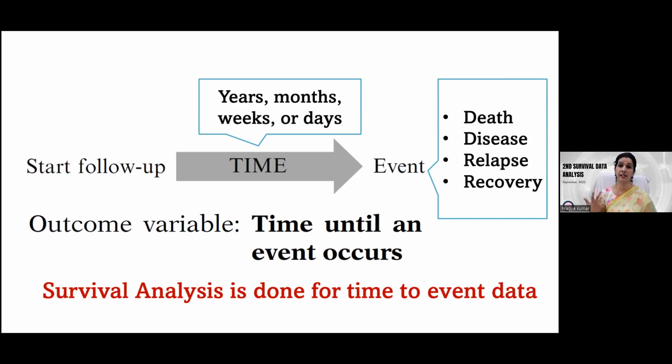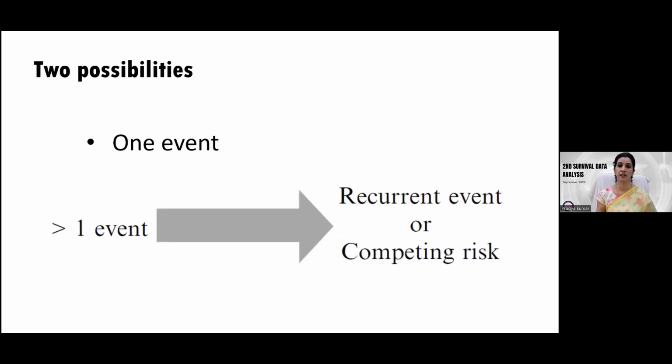This event can be any relapse, like we will see in our data. We are studying the recurrence, the second attack of myocardial infarction, or we can again study the recovery. So this event can be death, disease, relapse, or recovery, and the time to this event can be measured in days or years of follow-up, in years, months, weeks, or days. So there are two possibilities. There can be one event, like in this case, the death of the butterfly. So there is only one event here.